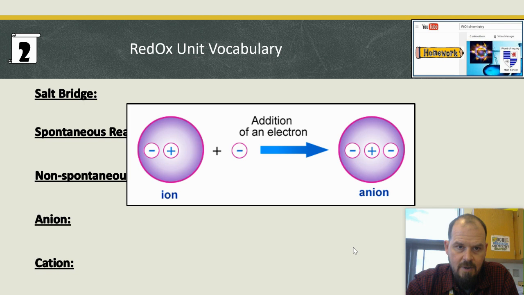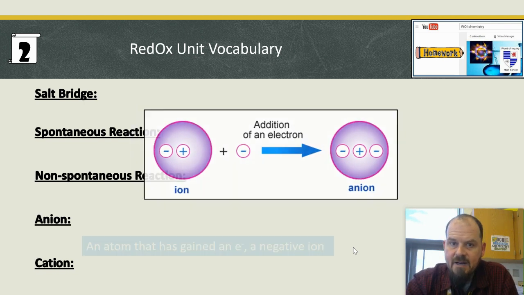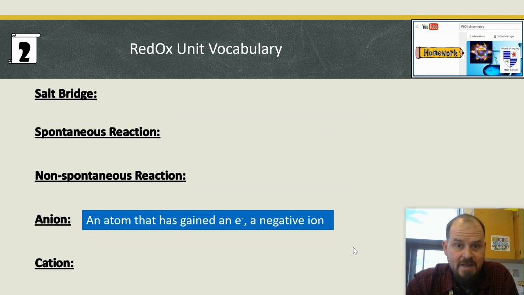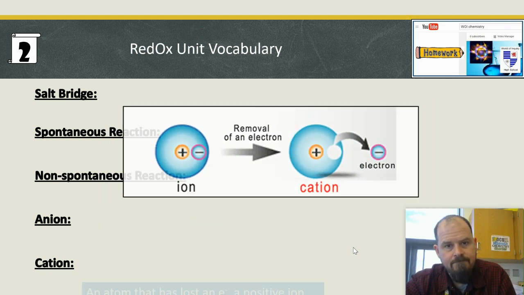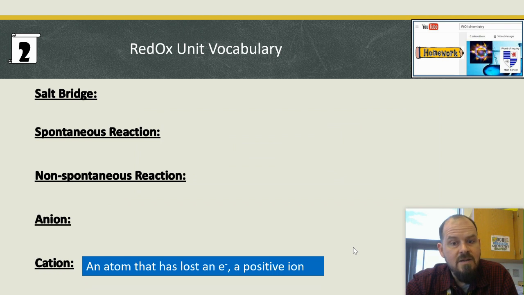Anion. We've heard of anions before. Anions are annoying, therefore they're negative, therefore they've added an electron. An atom that has gained an electron is a negative ion. It's annoying. It's negative. Cation, opposite, lost an electron. An atom that's lost an electron, now he's positive because who's winning the game? Protons. Lost an electron, protons is winning. Protons is positive. We've done this before.